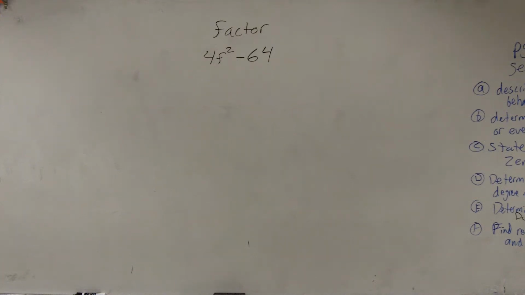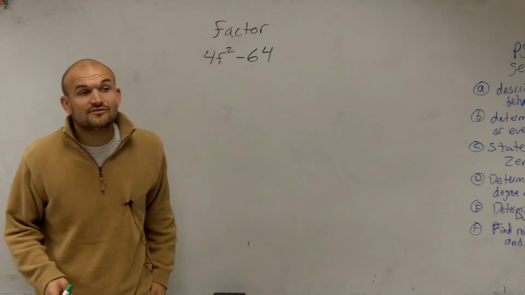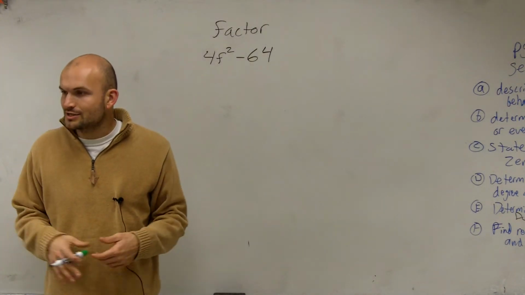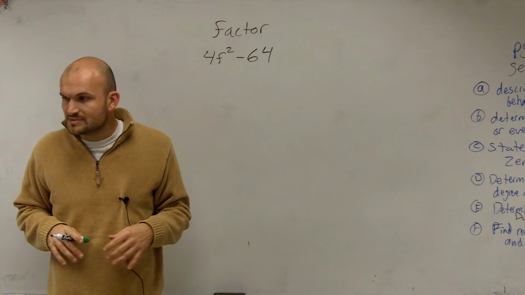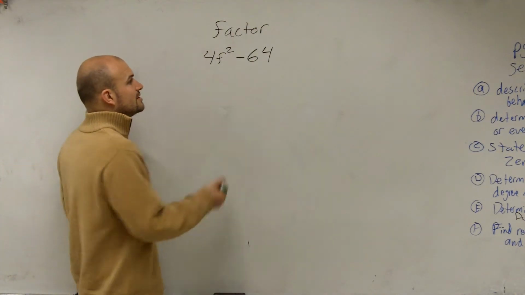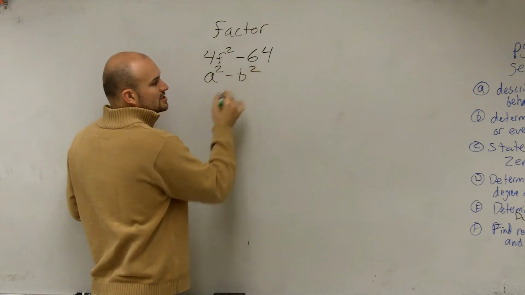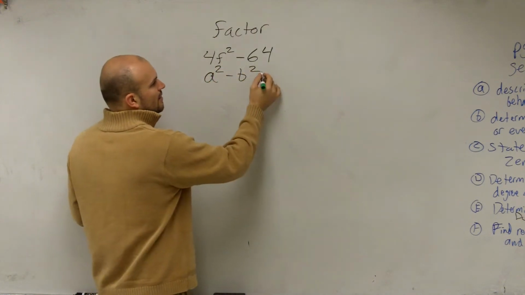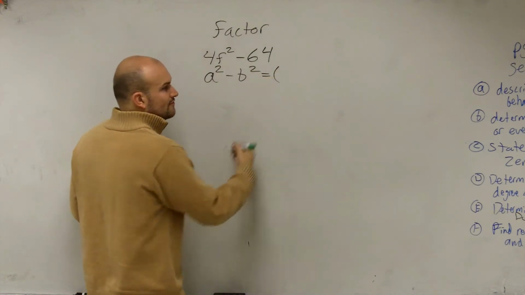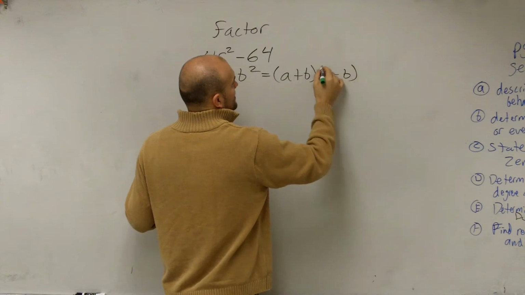Yes, it was. So if I want to factor 4f squared minus 64, the one thing you guys can look at when you see two terms is the possibility of factoring by using the difference of two squares. The difference of two squares means when you have a squared number subtracted by another squared number, you can write that in factored form as a plus b times a minus b.